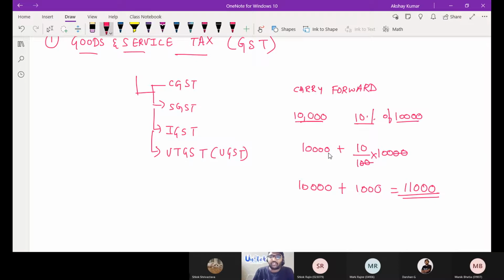So what knowledge do you need? You just need to know how to calculate percentages of a given number. If you know that, that will be sufficient to crack this particular chapter. You are all aware of doing percentage calculations, right? Yes. Good. If you're all aware, then this chapter won't be a problem.